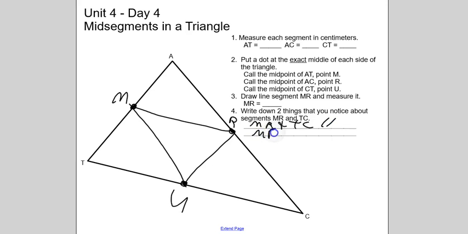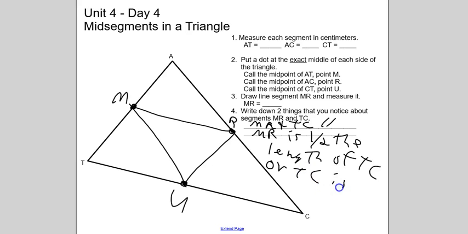Also, MR is not twice, is half the length of TC. Or TC is twice MR. Okay? Two ways to think about it. The one inside is half the outside piece, the outside piece is double or twice the inside piece.